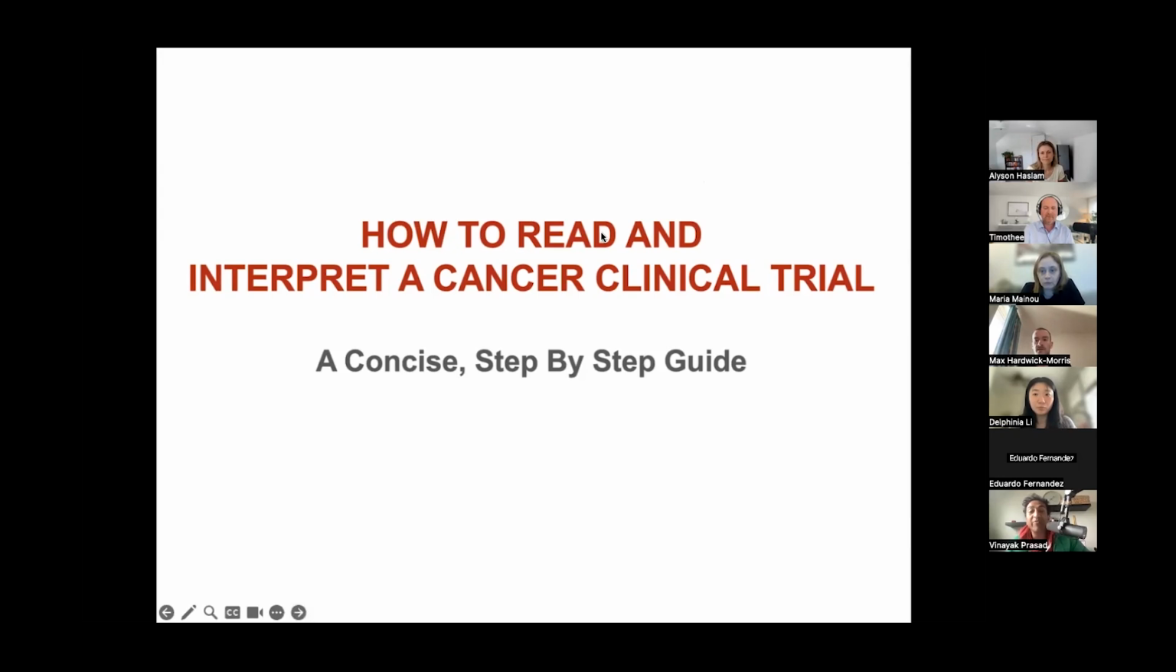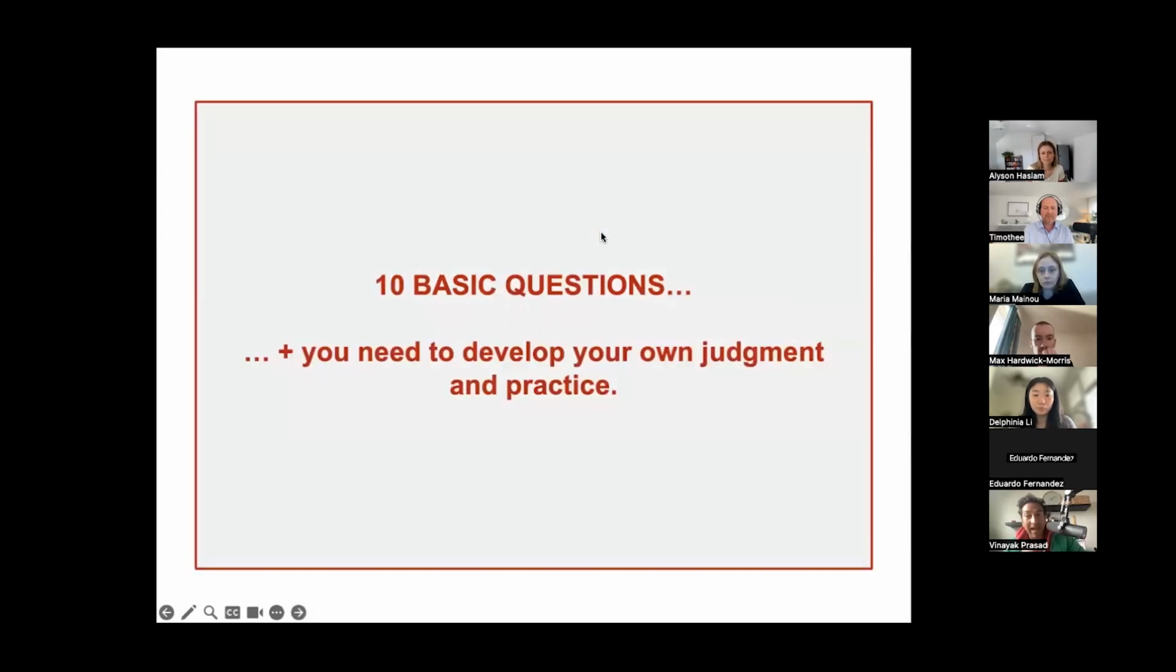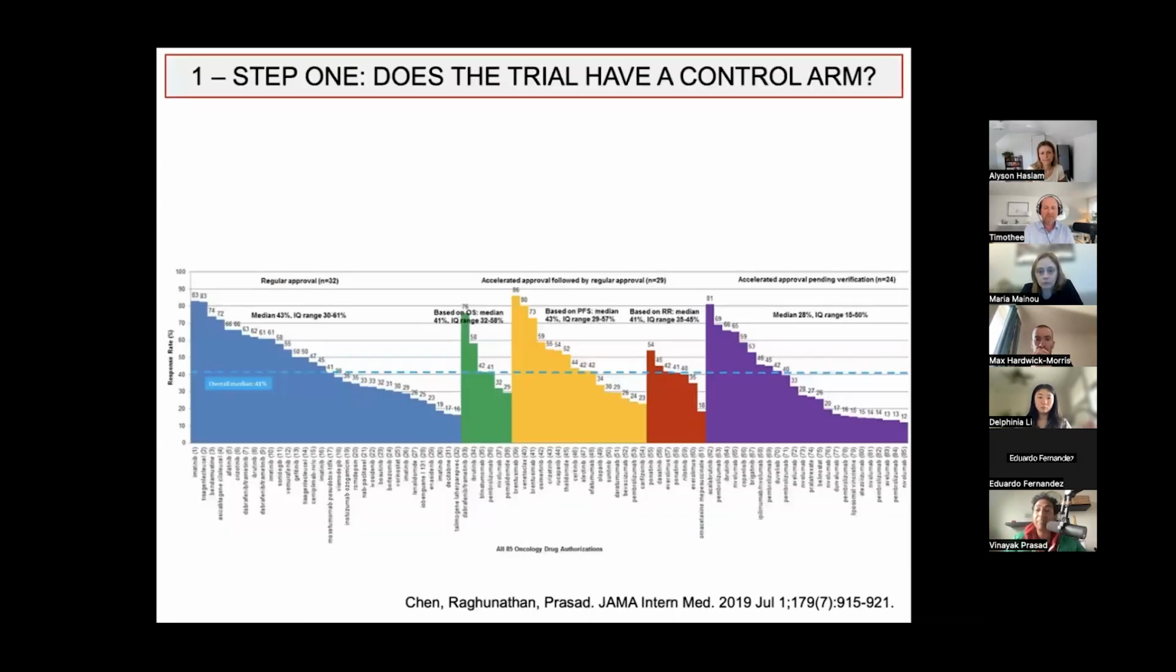So number one, when I read and interpret a cancer clinical trial, I always enter with 10 basic questions. 10 questions that I think frame the way you should think about the study, but then I think ultimately it's always going to have to come down to your own judgment and your own clinical acumen. So step number one, does the trial have a control arm? I think we take for granted in medicine that clinical studies are randomized, that they have control groups. That's not always the case.